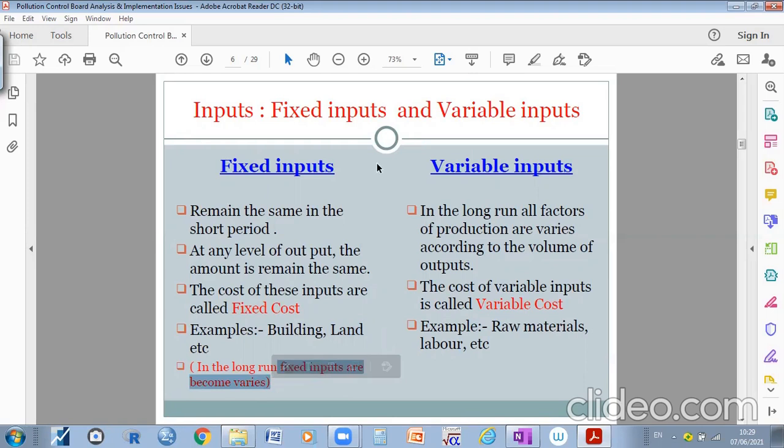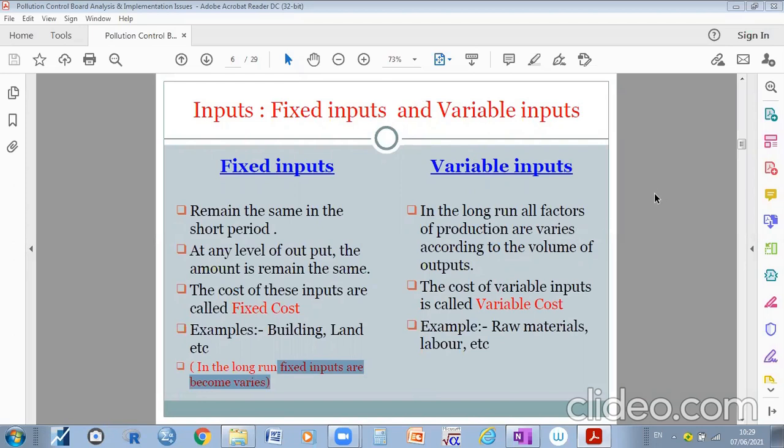Have you understood the difference between fixed inputs and variable inputs? Please. Hello. Yes, sir. Divya, Soumya, Srilata, Sunita. Yes, sir. Supriya. Yes, sir.